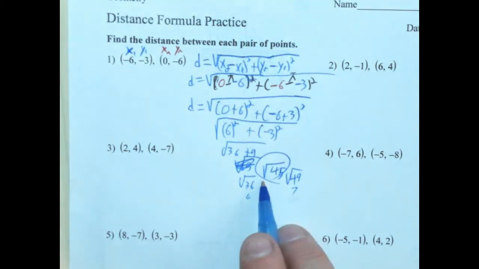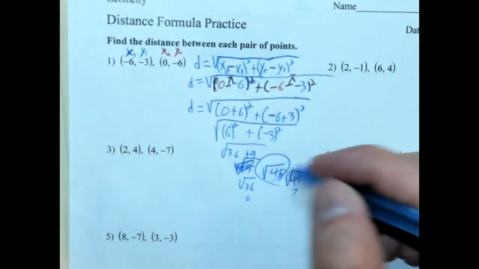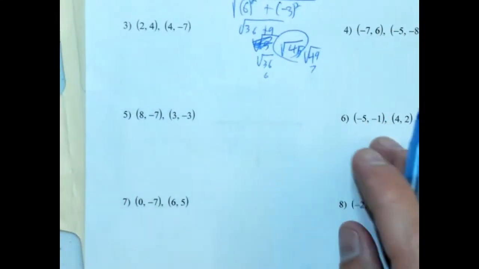Just judging by where 45 is in a number line in relation to 36 and 49. So yeah, it's between 6 and 7, closer to 7. Cool. Let's do another one.